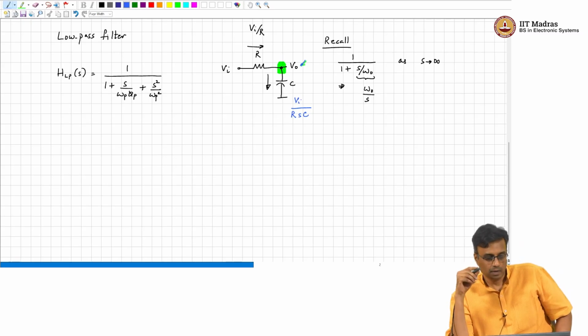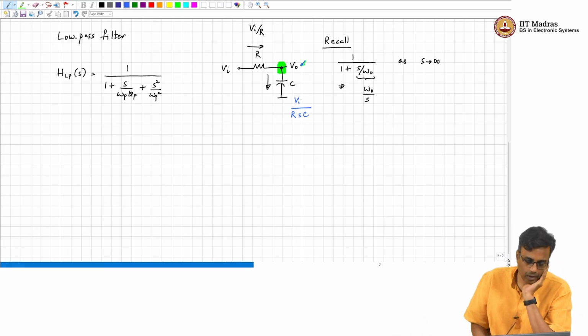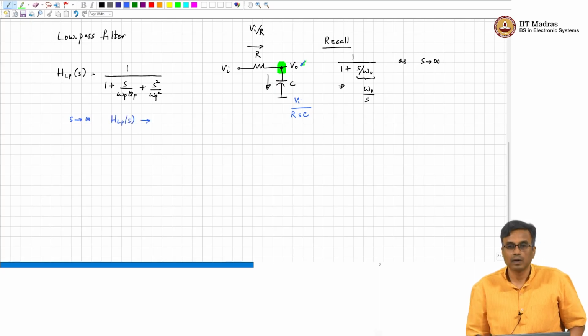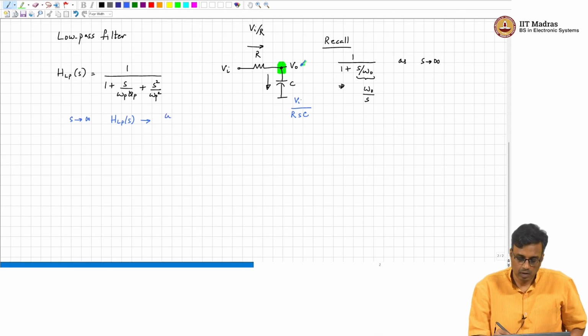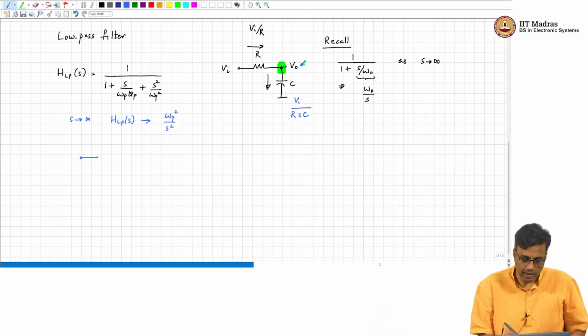Does that make sense? Now, let us say we want, at high frequency as S tends to infinity, the second order low pass filter transfer function to go as omega p square over S square, and we want to create a network which does this.